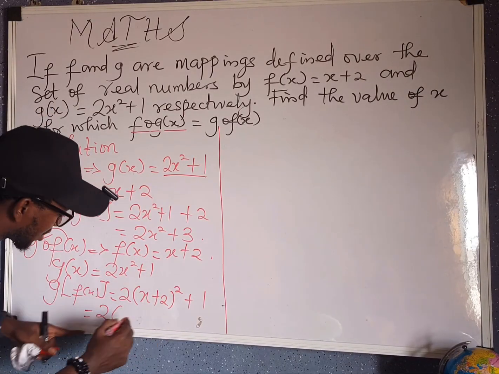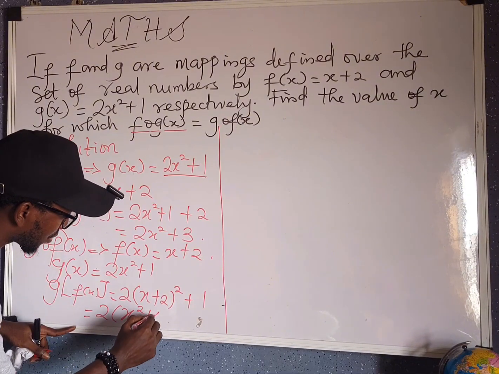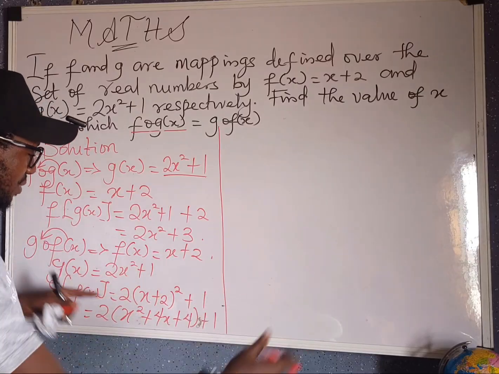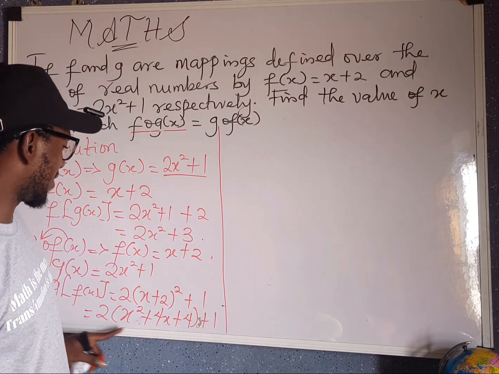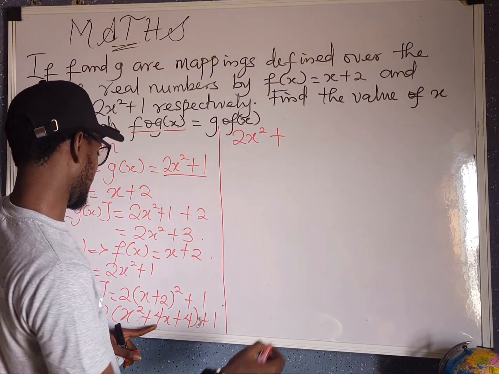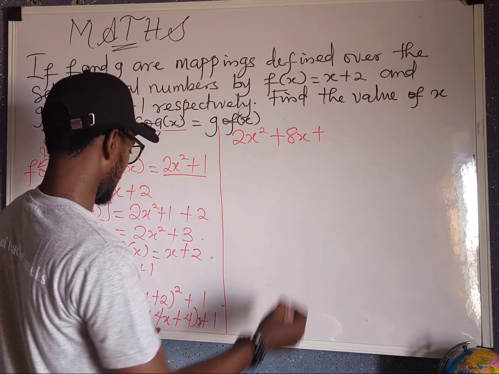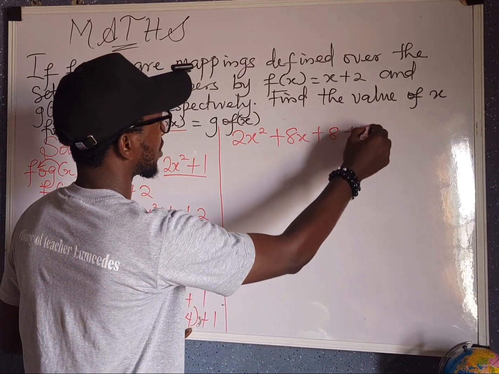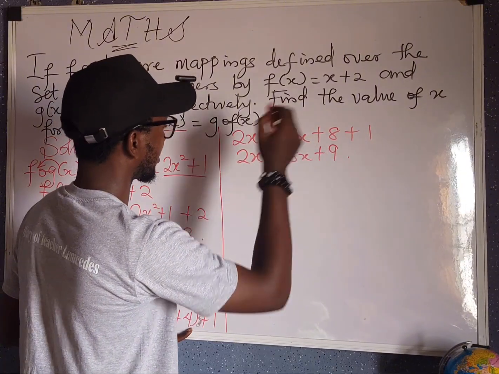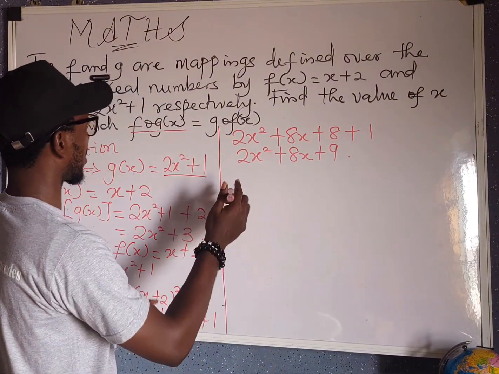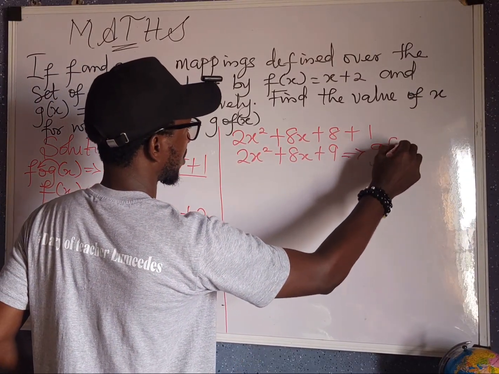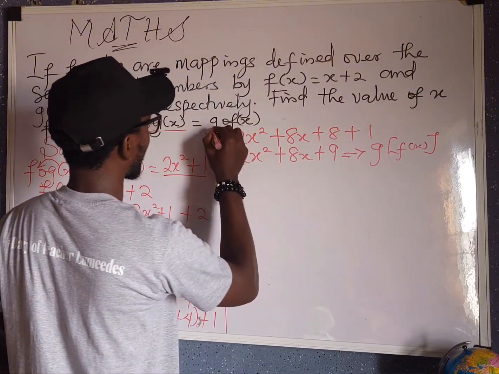If you expand this, you are going to get x squared plus 4x plus 4, plus 1. If you multiply this, it means multiply it in 2 places. Now, if this 2 opens this bracket, we have 2x squared plus 8x plus 8 plus 1. And that is equal to 2x squared plus 8x plus 9. Now, equating the 2 that we have gotten, don't forget what we've just gotten here is g of f of x, which is the same as this as well.